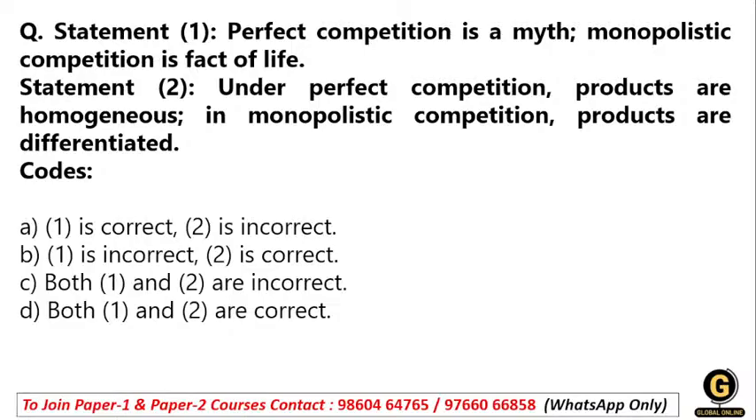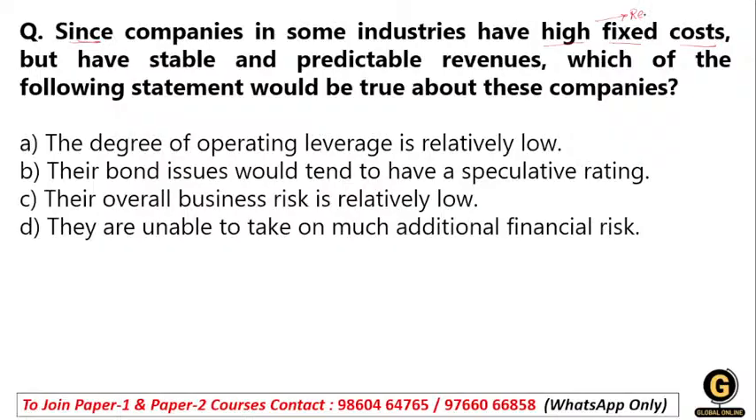Okay, so moving toward the next question, that is this question also from the economic portion. First statement: perfect competition is a myth, monopolistic competition is a fact of life. Isn't it a true statement or a false statement? Yes, according to the few features which are given about perfect competition, we actually haven't seen this kind of competition in real life. Then the next part mentions that the amount paid by the company is higher and insurance is higher. This is high fixed cost.